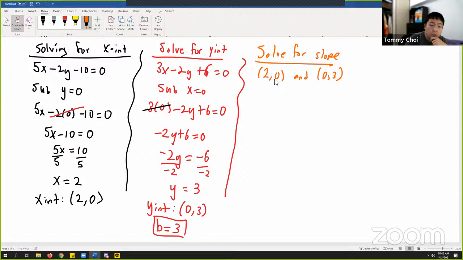In doing so, we can now solve for our slope using our slope formula. 3 minus 0 over 0 minus 2. When we solve that out, we're going to get 3 over negative 2, or the same thing as just writing negative 3 over 2. Doesn't matter where you put the negative. We now have our slope.